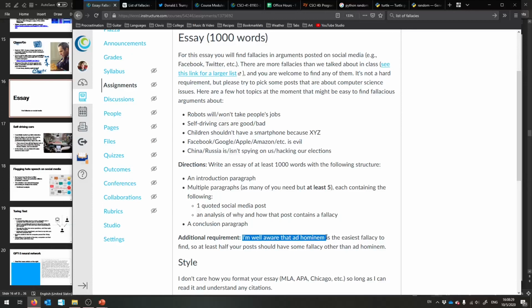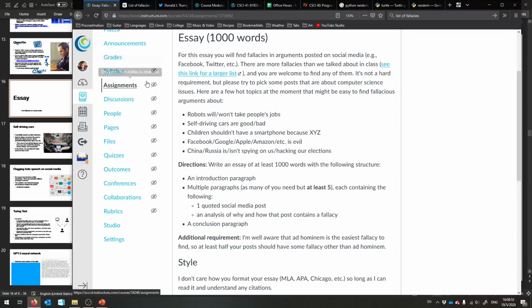And the one last requirement is, if you go back to our slides, it's very easy to find ad hominem. That is super easy on the internet, to find somebody being angry at another person. So that's the easiest fallacy to find. So please make sure that at least half of your posts have some other fallacy. Okay, so that's the idea. Just find a bunch of fallacies to fill up 1,000 words, and you'll write a paragraph for each fallacy, quote it, and analyze why it has that fallacy. Okay, shouldn't be too bad.